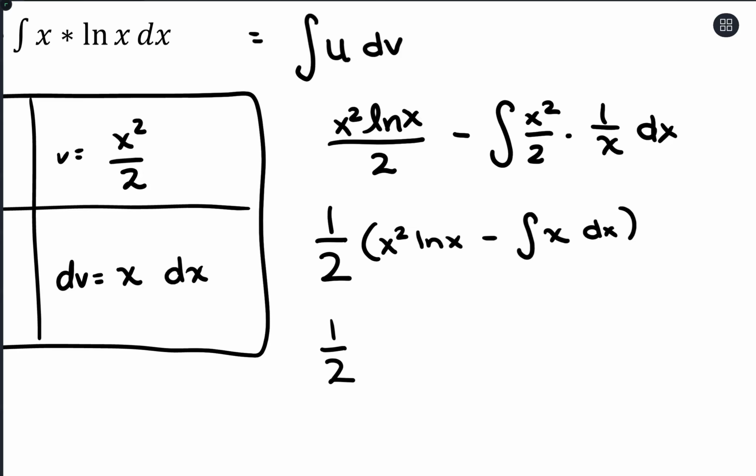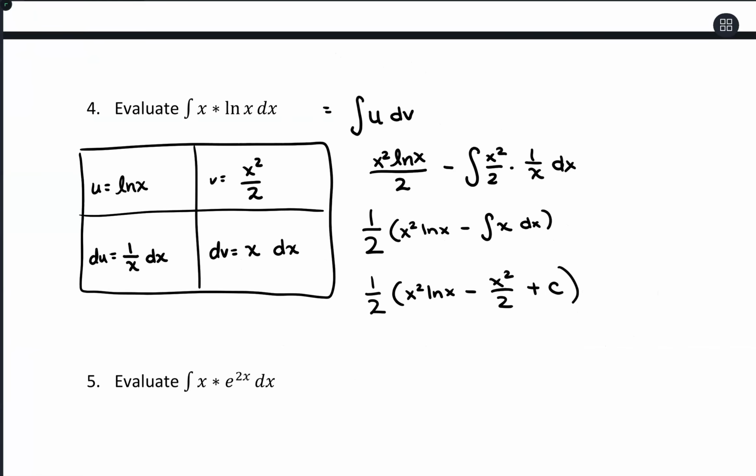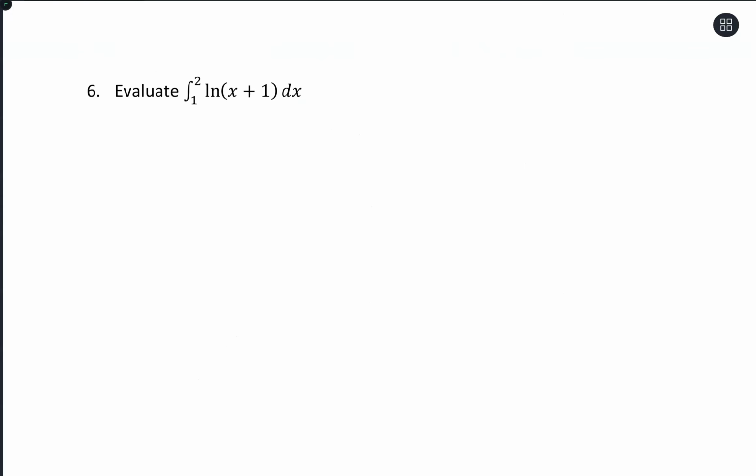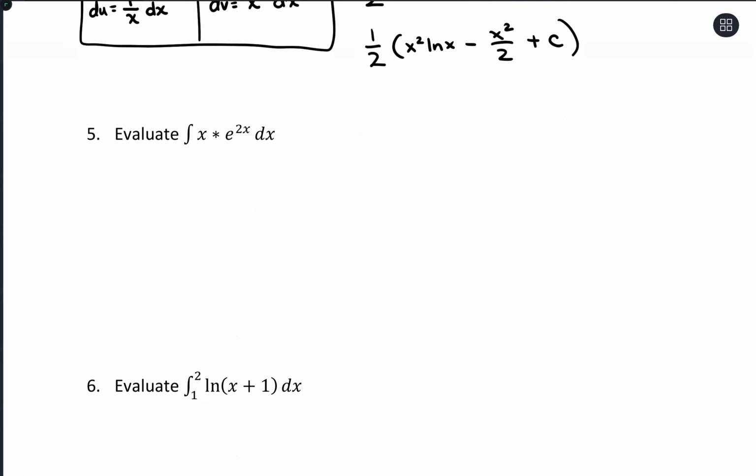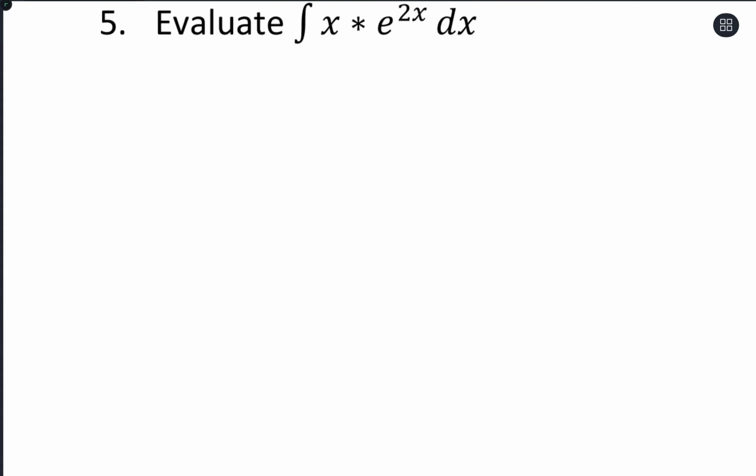So that antiderivative, we'll have 1/2, and then in parentheses, x squared natural log x minus x squared over 2, taking that antiderivative of x, and then a plus c for a constant at the end. Okay, 2 more examples here. One more indefinite, one definite.